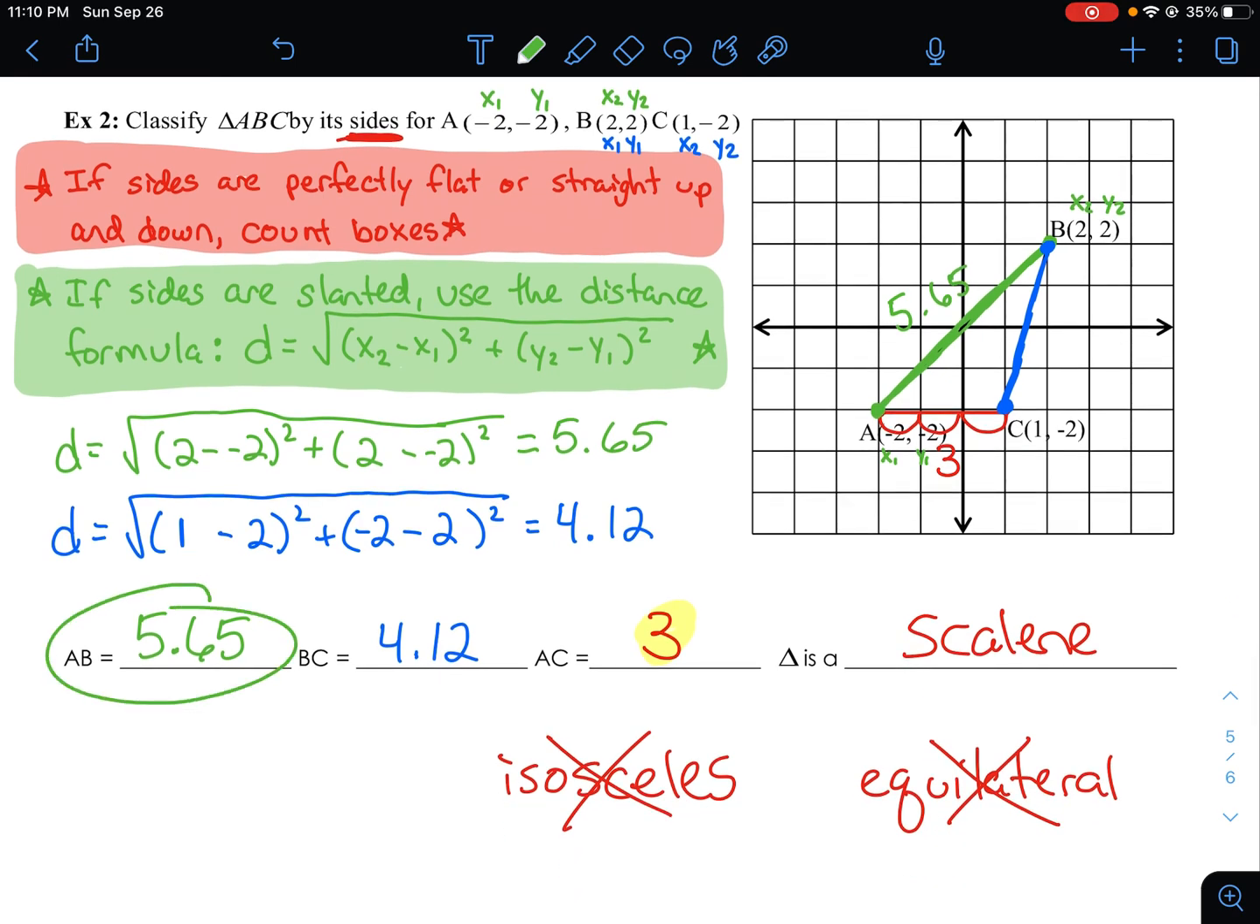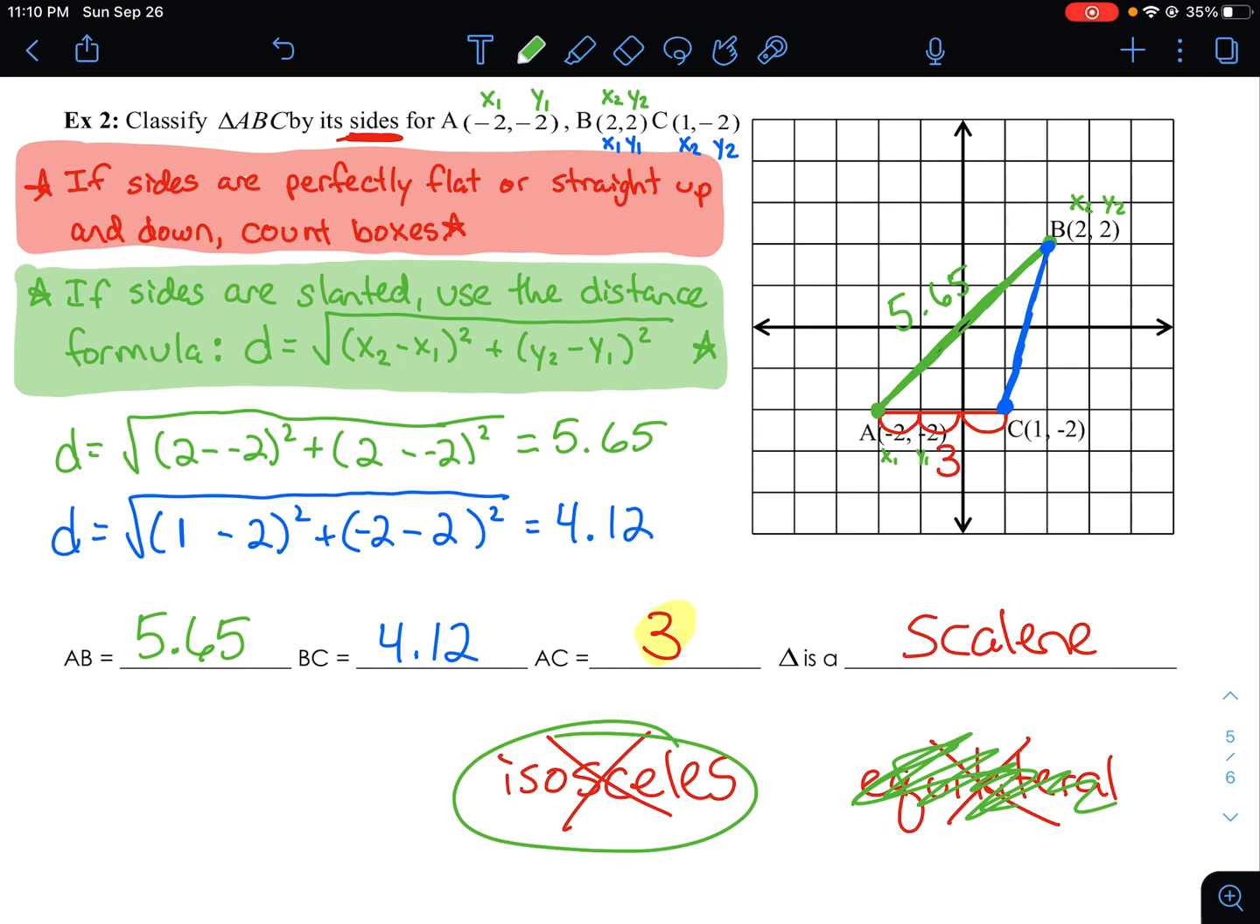Okay. So now what I know is it can't be equilateral because this side is 3, this side is 5.65. Equilateral means all three sides are the same, and we already have two that aren't. So we can eliminate equilateral. It's either going to be isosceles if the last side is equal to one of the previous two that we've found, or it's going to be scalene if it's different than the two we've already found.